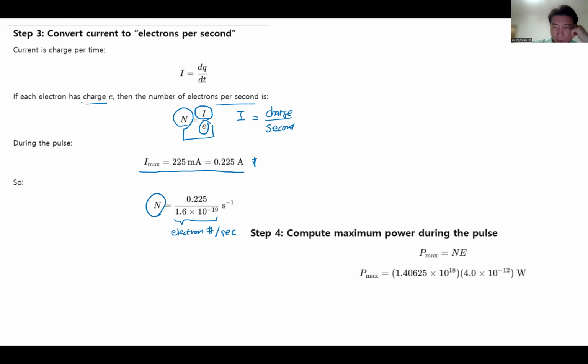So Pmax is given by n times E. So n is known and E is known. And then if you multiply by this one, note that it is given in joules and is per second inverse. And joule divided by second is watt. Okay, that's the thing we need to keep in mind.